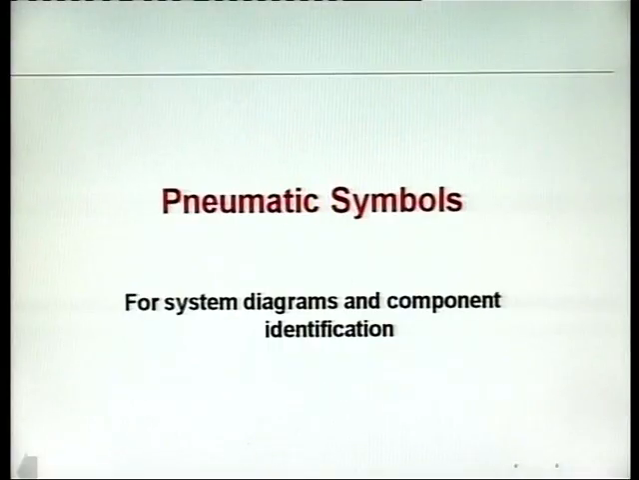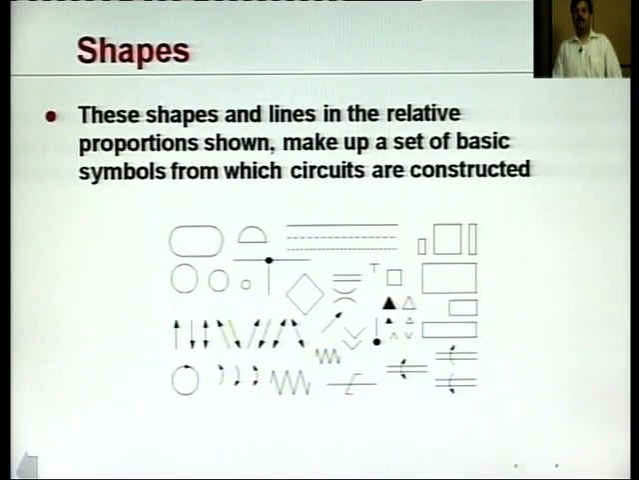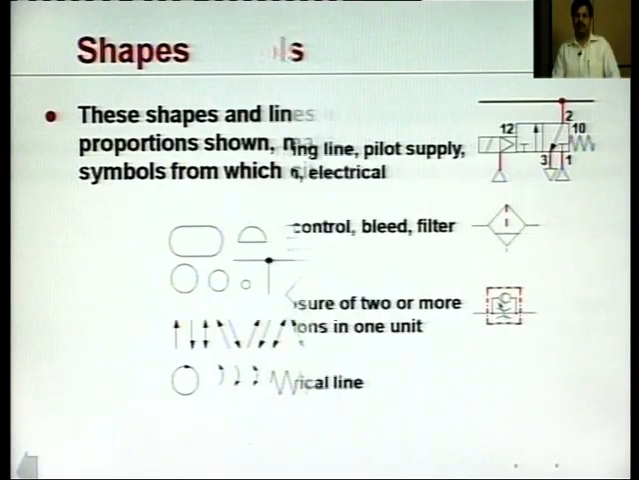Today, we will discuss the basics of pneumatic system. Let us first of all learn the various types of pneumatic symbols that are used to draw the system diagrams and for component identification. As we can see on the screen, these are the shapes and lines in the relative proportions shown that make up a set of basic symbols from which circuits are constructed.